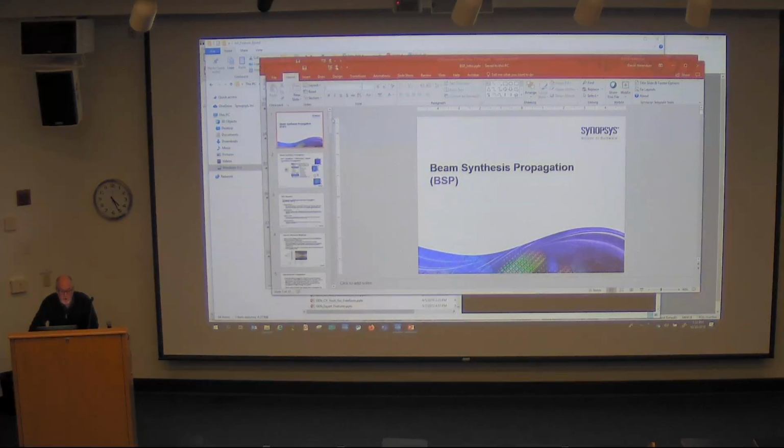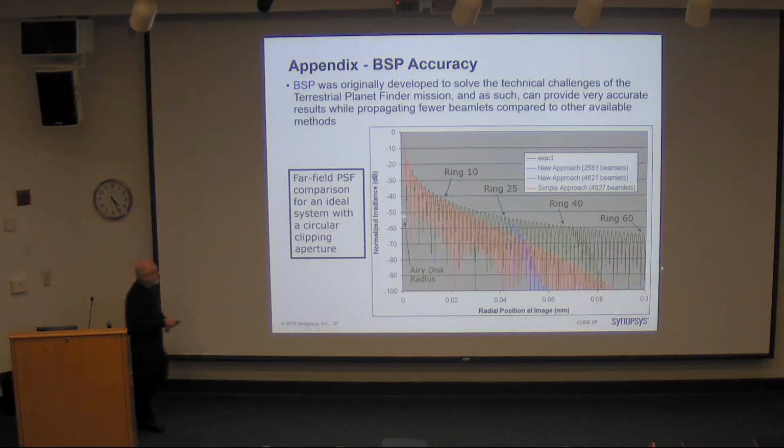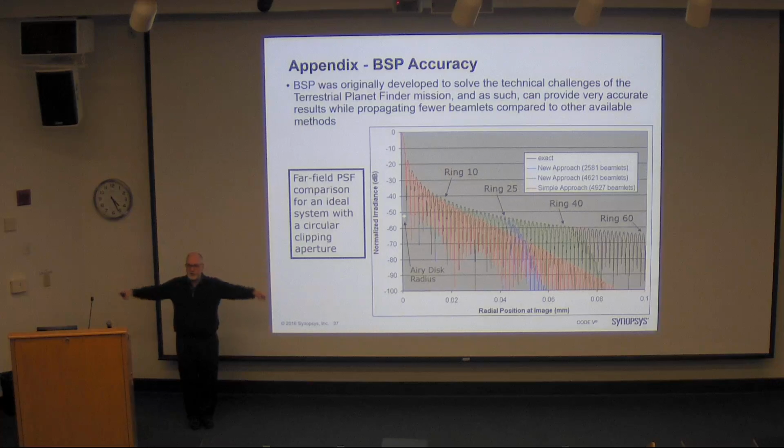Let me just scroll all the way to the appendix. So essentially the simple approach, that's essentially Gaussian beam decomposition. And so here what we have is something we calculate theoretically: plane wave, circular aperture, and basically perfect imaging. What do we have in terms of the diffraction ring structure?